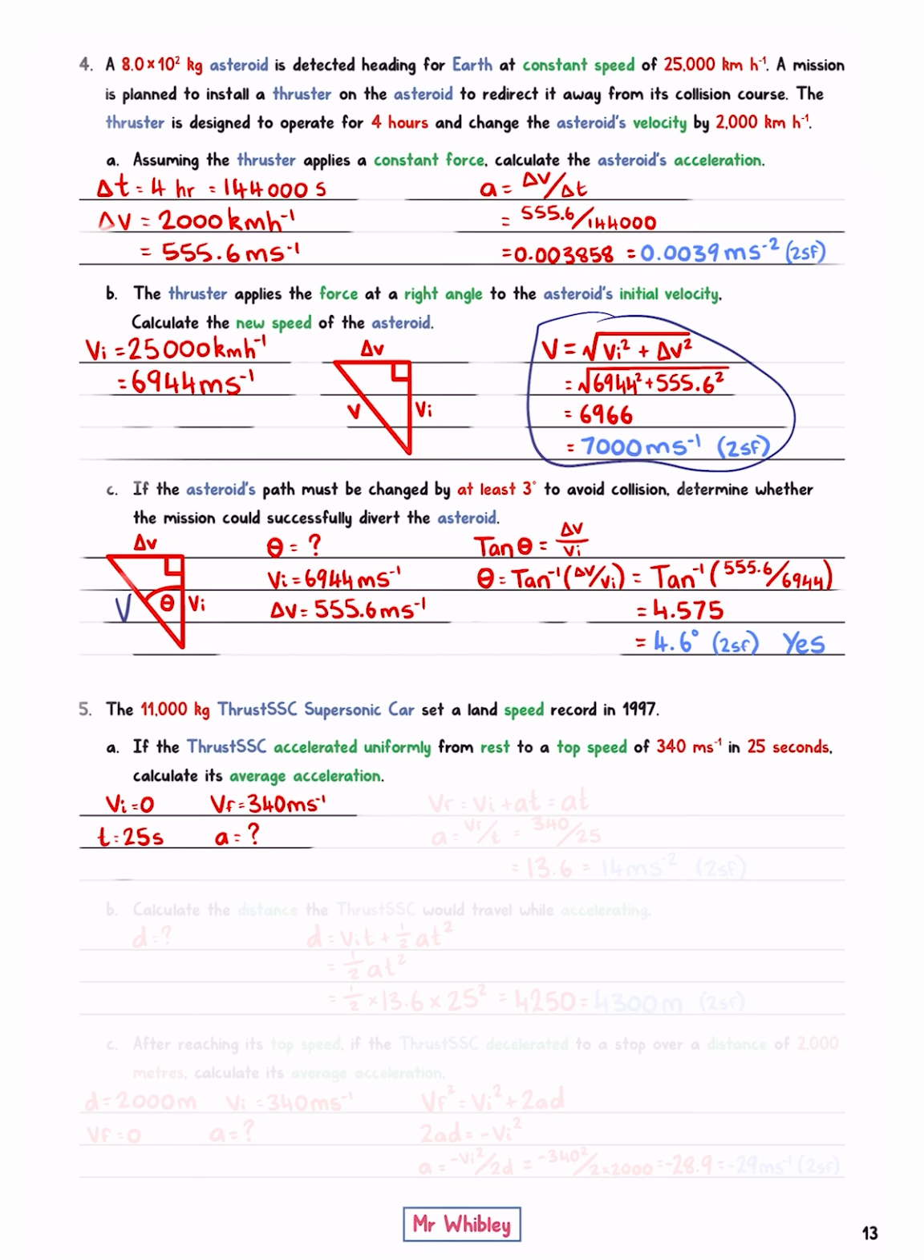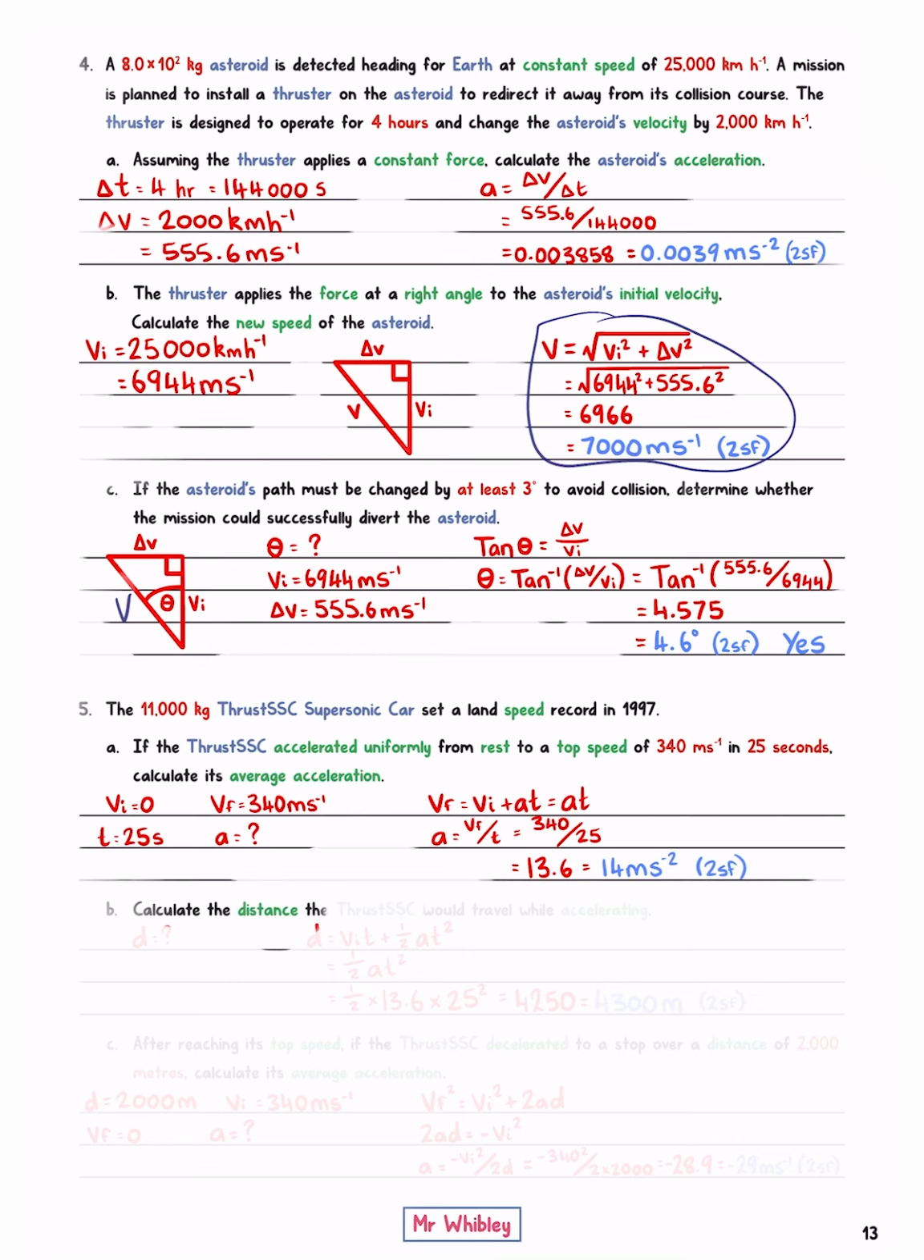So we can use this equation here. Vi is 0, so we get Vf equals at. Solving for acceleration by dividing both sides by t, putting our numbers in, gives us 13.6 or 14 meters per second squared to two significant figures.